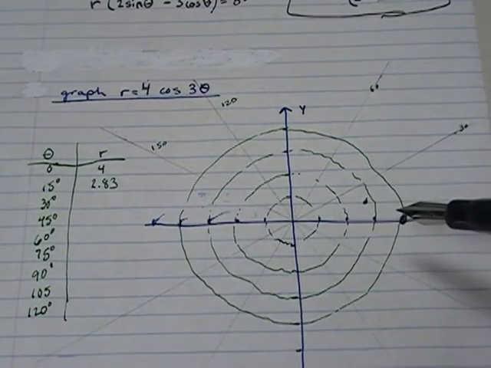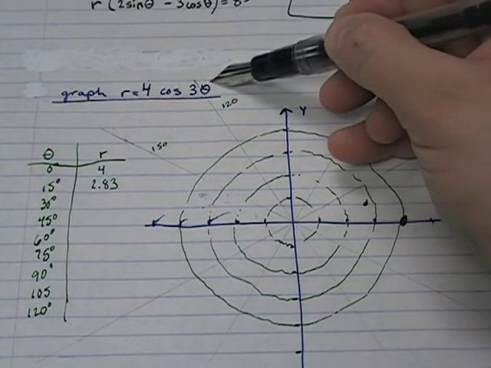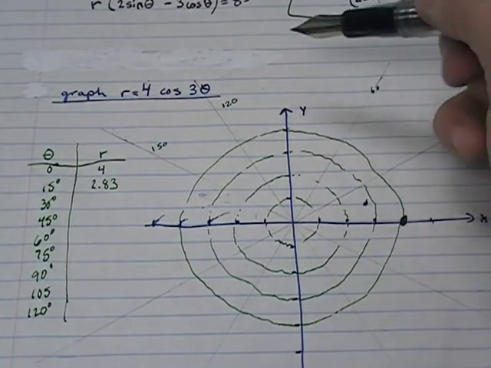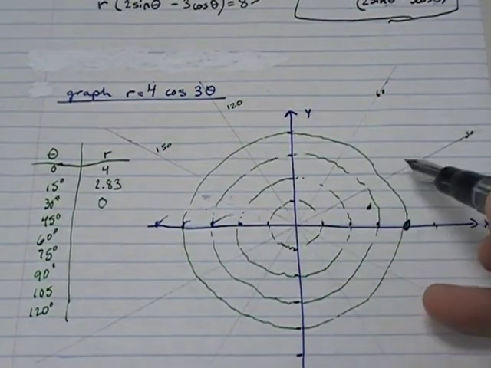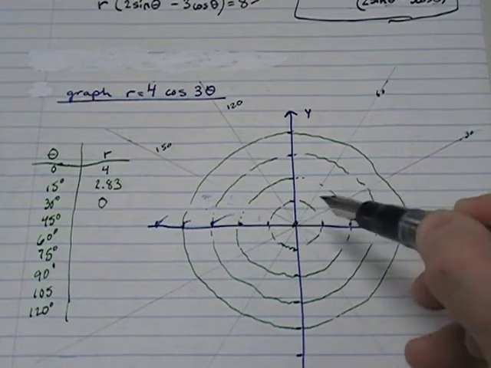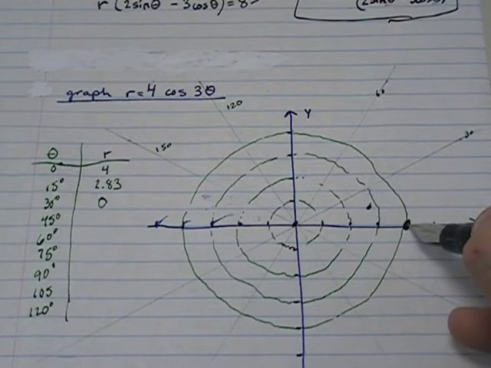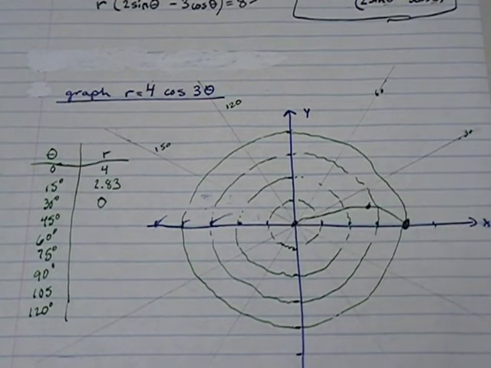Okay? Now we're going to plug in 30 degrees. Well, 3 times 30, right? 3 times 30 is 90. Cosine of 90 is 0. 4 times 0 is 0. So this is 0. So on this 30 degree line, r is 0. And we always go from point 1 to point 2 to point 3. So we go from point 1 to point 2 to point 3.